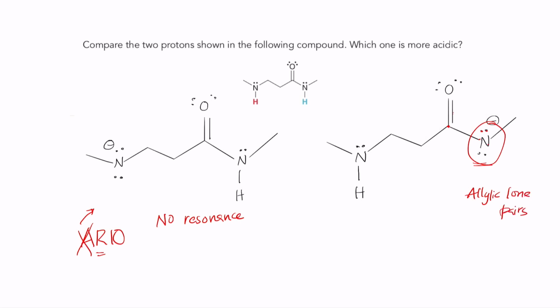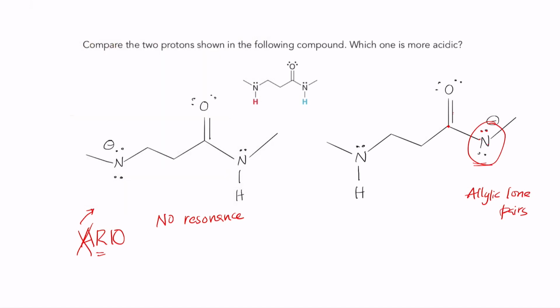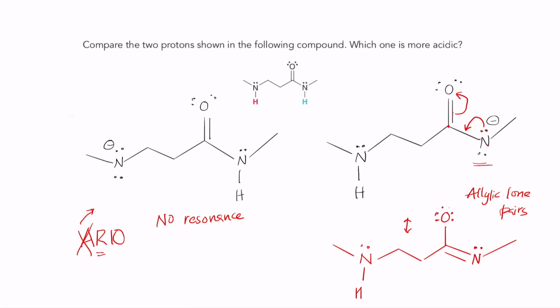So what happens when you have an allylic lone pair? This results in the two pair of electrons going to the bond to lone pair again. So that results in a resonance structure where you end up with nitrogen with one lone pair, and you have oxygen with three lone pairs of electrons with a negative charge. Now this here is the resonance structures between these two compounds.